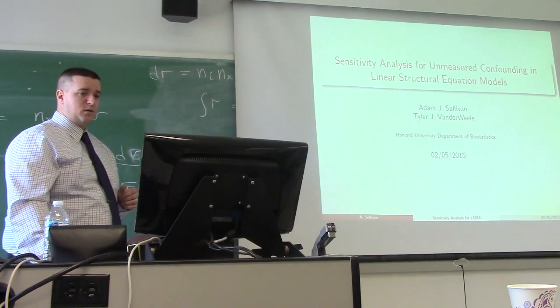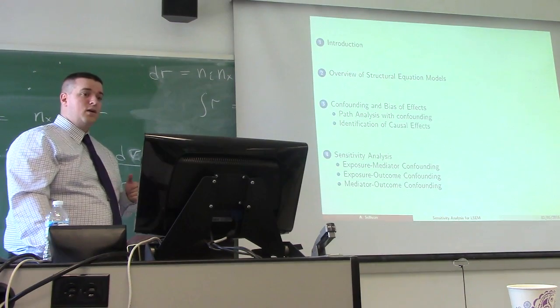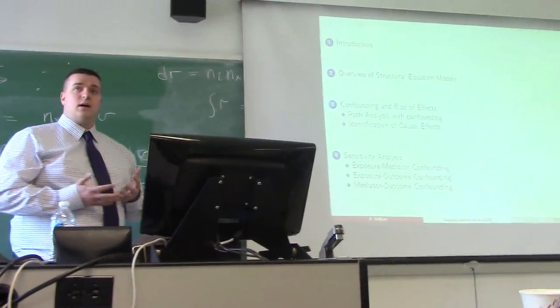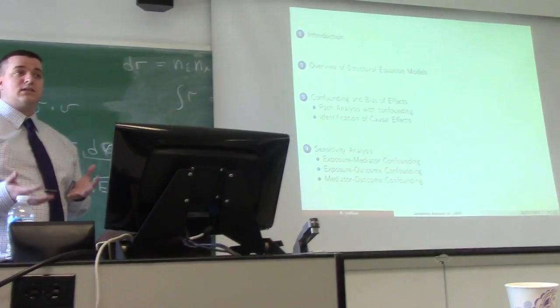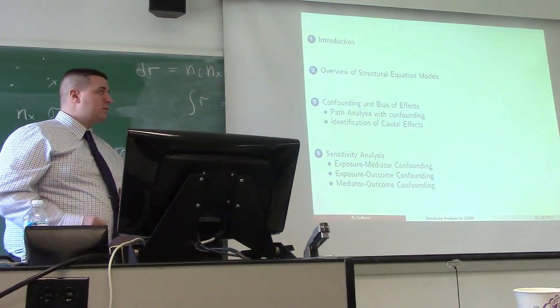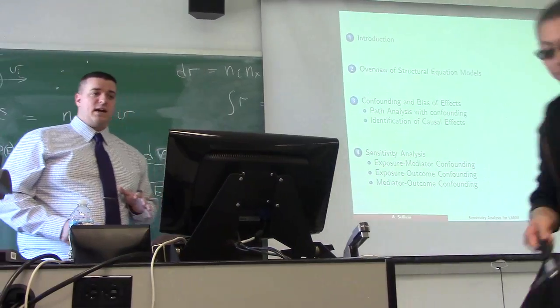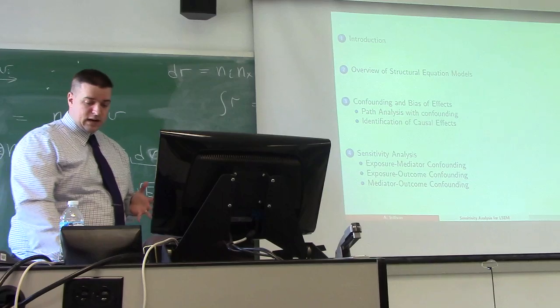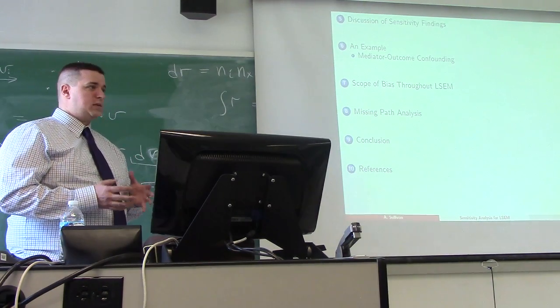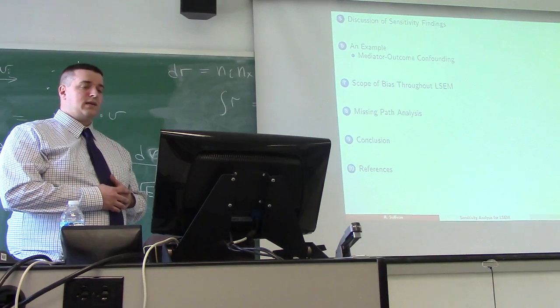So I'll talk a little bit about what structural equation models are, since I'm assuming most people haven't had any experience with them, or maybe haven't even seen any articles that use them. And then we'll talk a little bit about what confounding is and the bias of these effects. And then I'll get into the actual sensitivity analysis, talk a little bit about what these mean, how to use them, and then I want to just give an example.